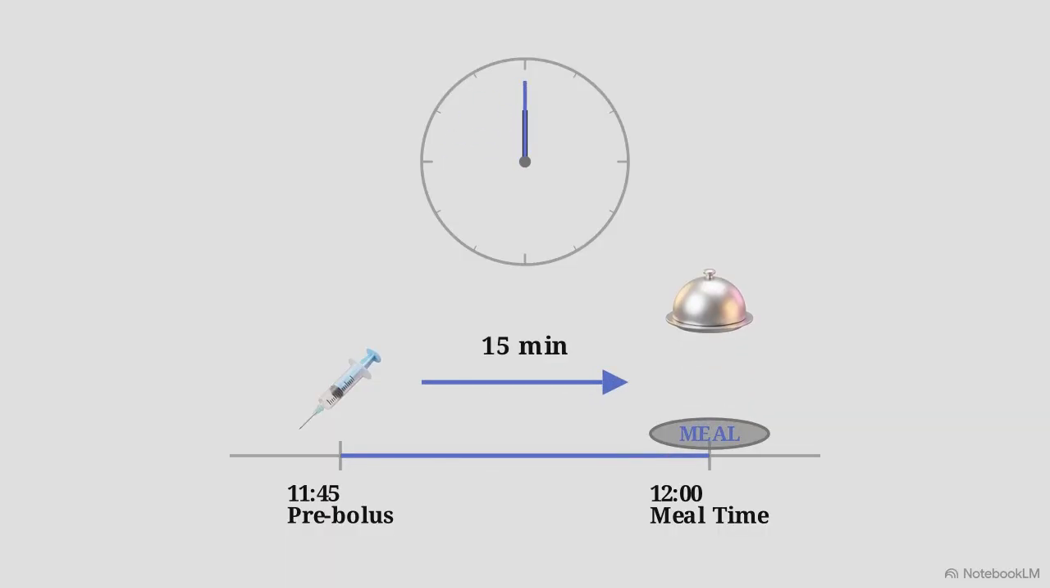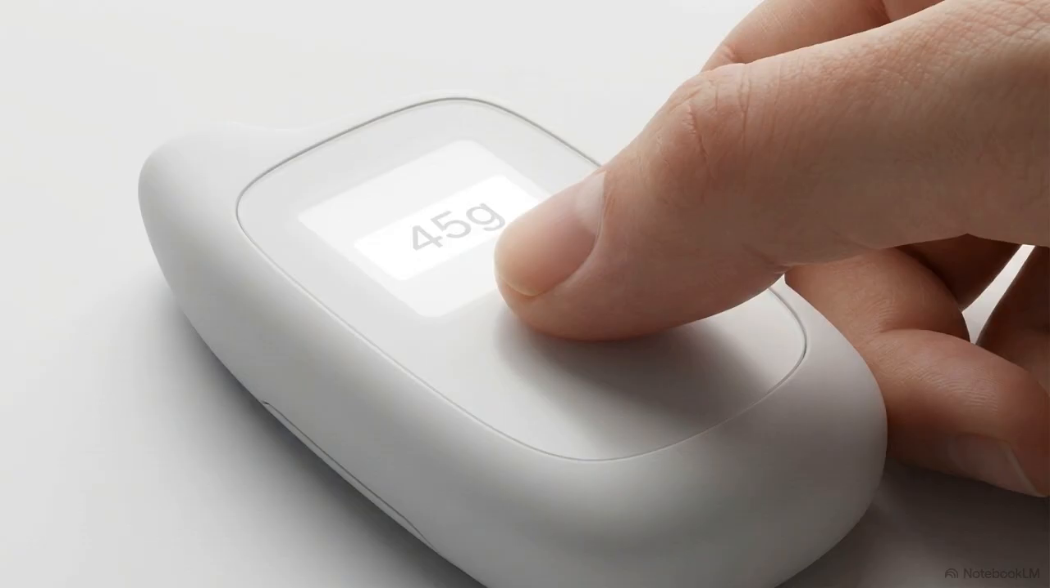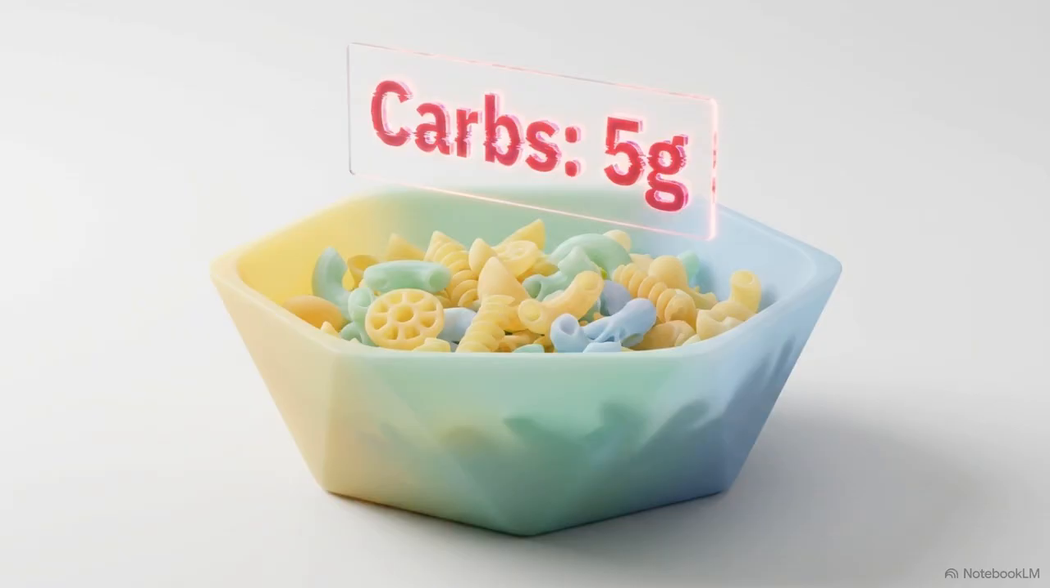Despite advances in automation, current pump technology cannot accurately detect a meal's composition. All current AID systems still rely heavily on the user's manual carbohydrate counting to calculate prandial dosing. If a patient is routinely missing their post-meal targets, inaccurate manual carbohydrate entry is the most common root cause.